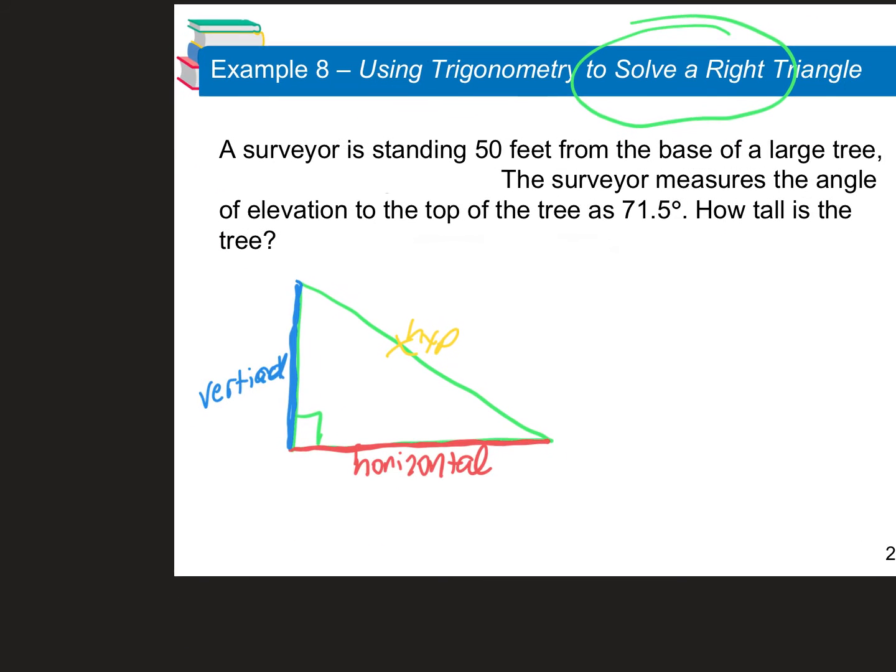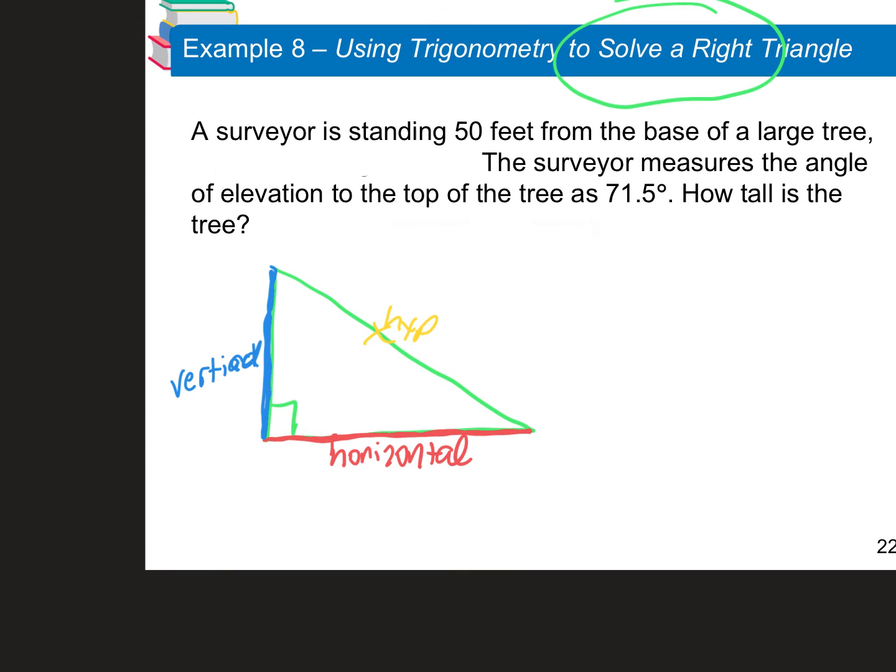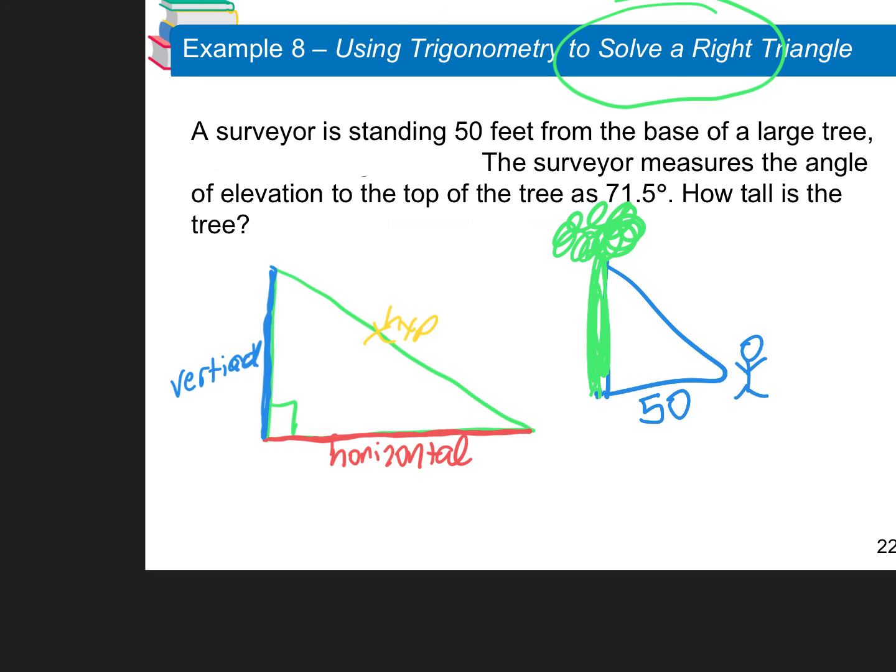And again, the more we practice this, the easier it'll get. But if you're looking at this and it says a surveyor is standing 50 feet from the base of a large tree. Okay, so let's think about this. Here is my large tree, and my artistic skills are about as good as my 4-year-old's. So here's my large tree. A surveyor is standing over here, right? And it says that he's measuring an angle of elevation to the top of the tree. That means he's standing 50 feet from the base of the tree, and he's looking up, angle of elevation.